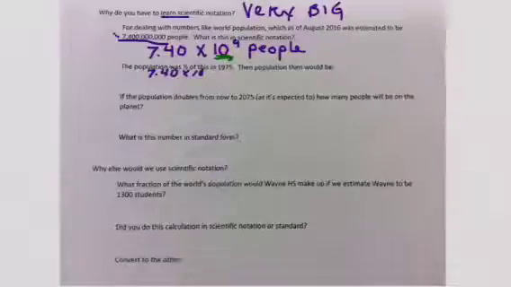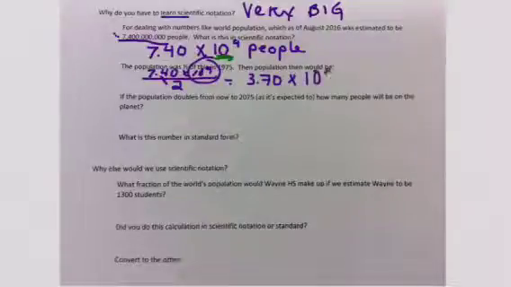7.40 times 10 to the 9th. We're going to divide it by 2, but you're only going to divide the front number. So that would be 7.40 divided by 2, which equals 3.70. Now we can't forget about that, we have to pull it over times 10 to the 9th. That's approximately how many people there were around 1975.